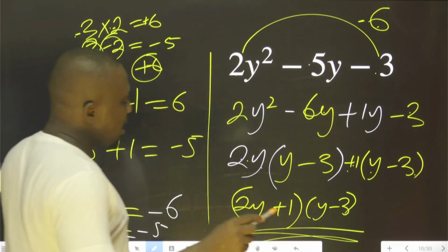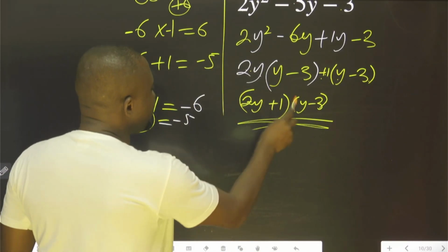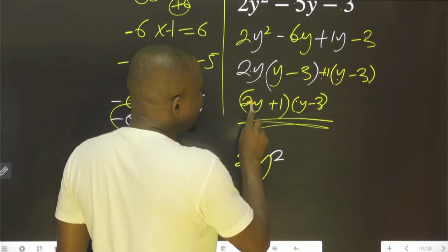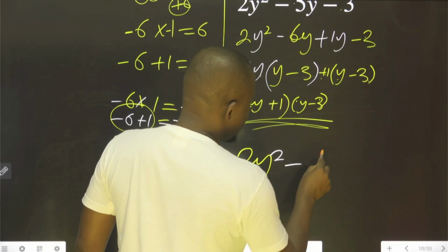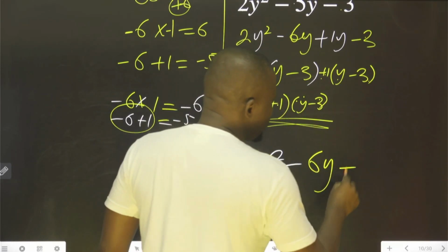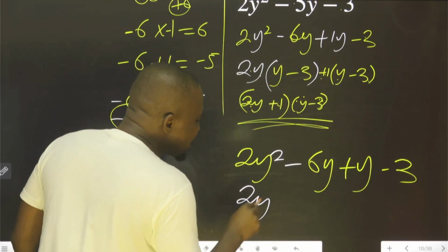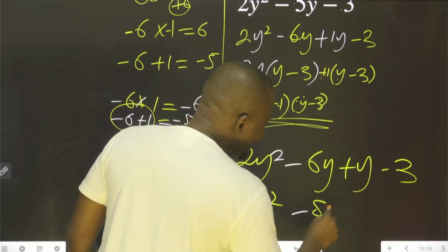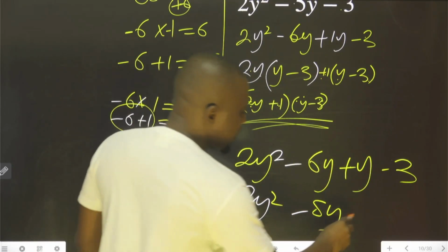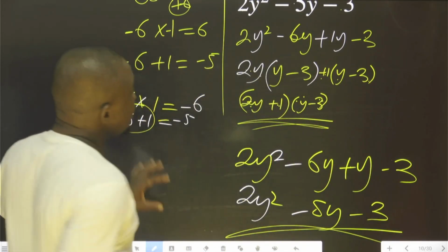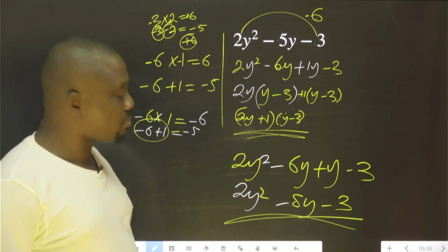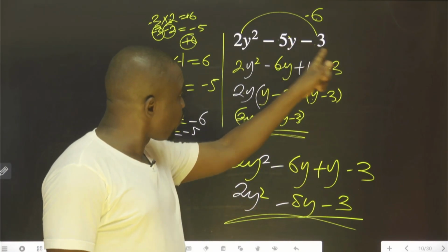Okay? If you want to check, you can check. This multiplied by this is 2y squared. This multiplied by this is minus 6y. This multiplied by this is plus y. This multiplied by this is 3. 2y squared, this and this will produce minus 5y, because minus a plus, then 3. The same thing with the original. Okay, this is 2y squared minus 5y plus 3.